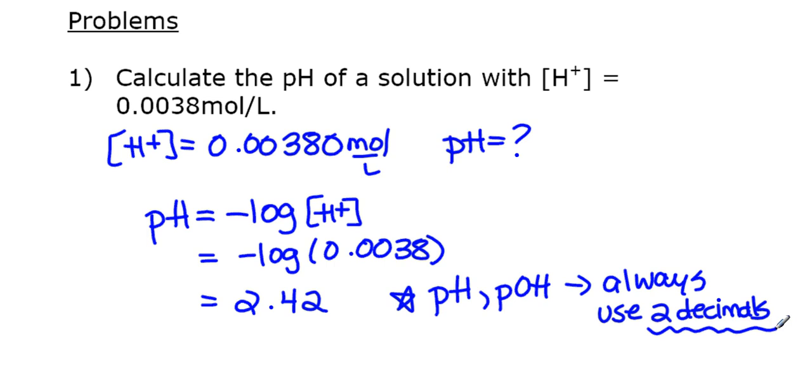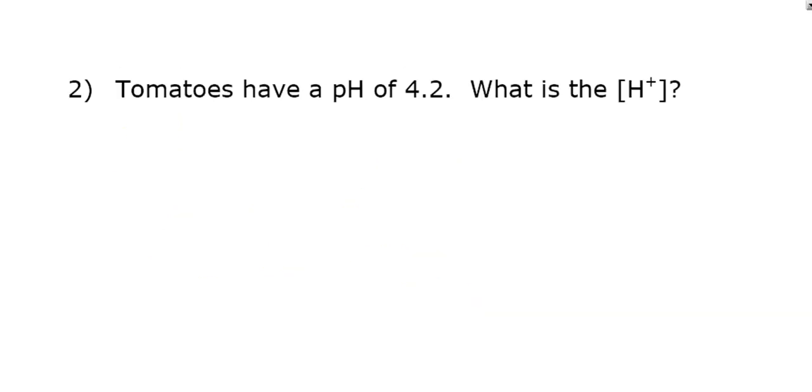So some calculations can be straightforward. Just use one formula, plug it in, and get your answer like this. Let's try out another one together. Tomatoes have a pH of 4.2, and let's just add a 0 in there because we should have 2 decimal places. What is the concentration of hydrogen ions? So pH 4.20. I want to find my hydrogen ion concentration.